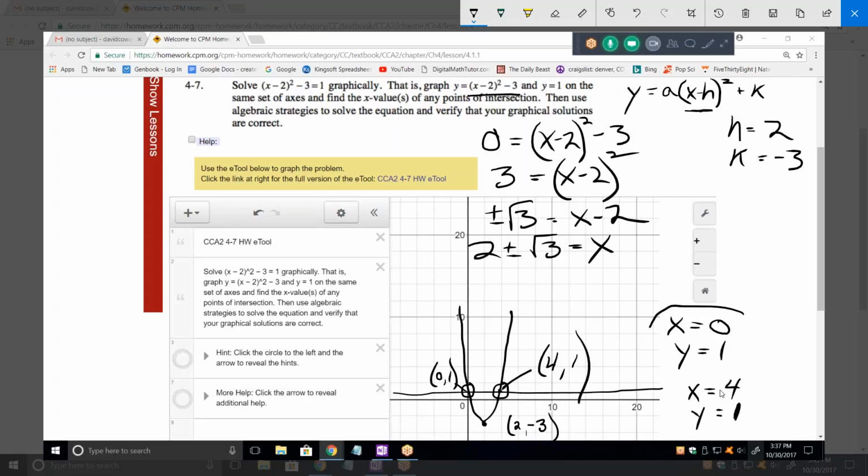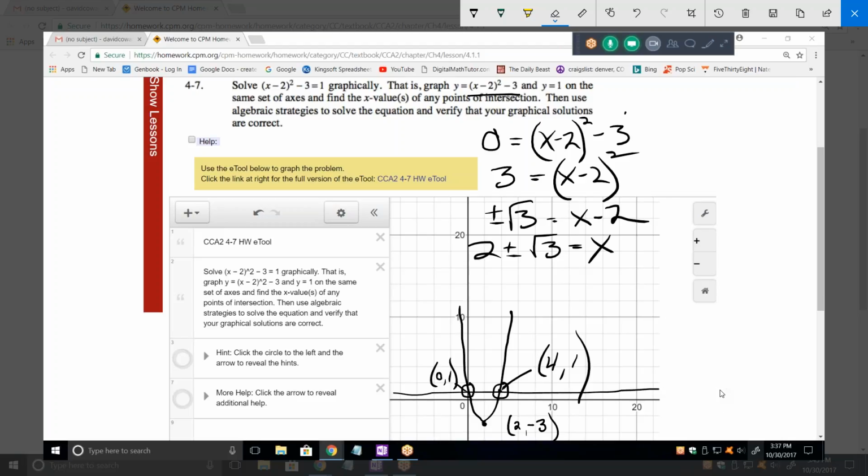And now it says use algebraic strategies to solve the equation and verify that your graphical solutions are correct. Okay? I'm going to get rid of everything but the solutions. Now, how do I solve this thing algebraically?